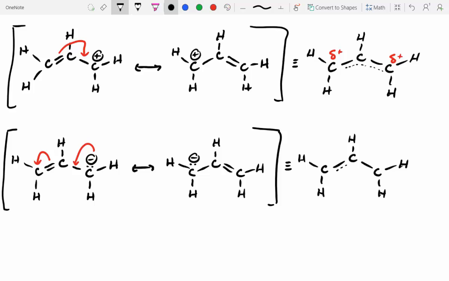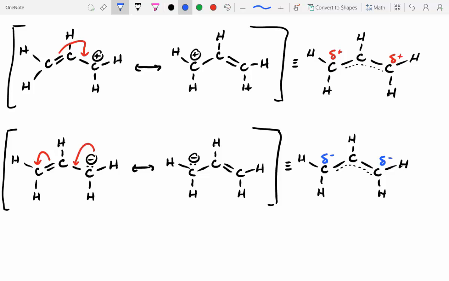We know this pi bond is going to be shared across all 3 carbons, so I'll show that with the dashed line. But now each carbon's sharing that negative charge, and we're not forcing it on any particular atom. Does that make sense?